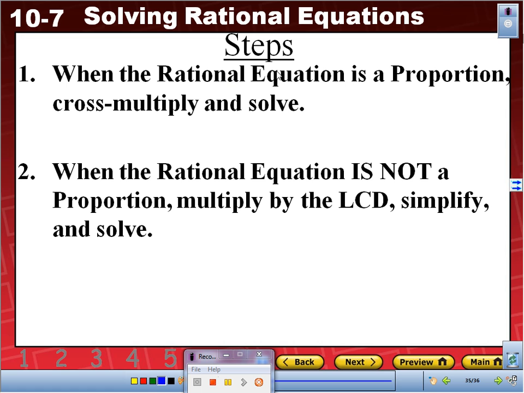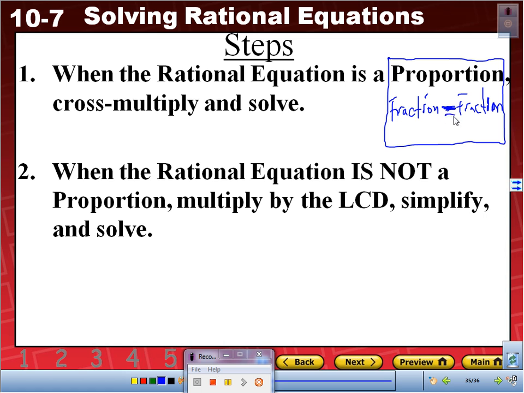When you get to this point of the first one, box proportion, so that you can write the definition in case you forgot. The proportion is basically a fraction equal to another fraction. What is a proportion? Fraction equal to another fraction.